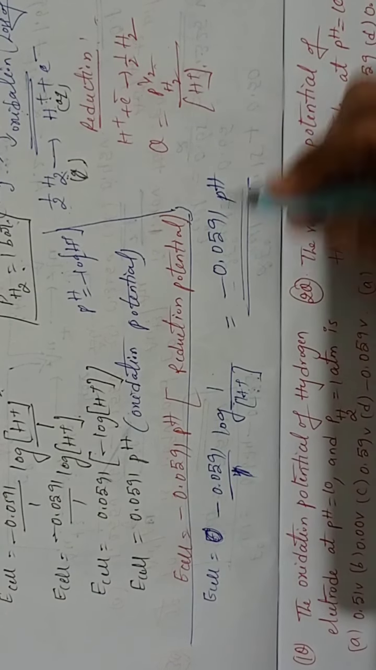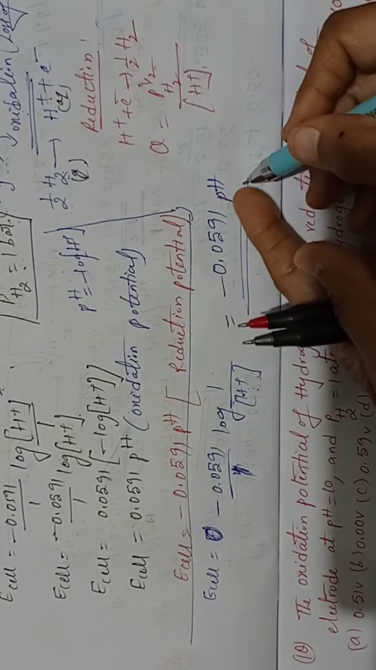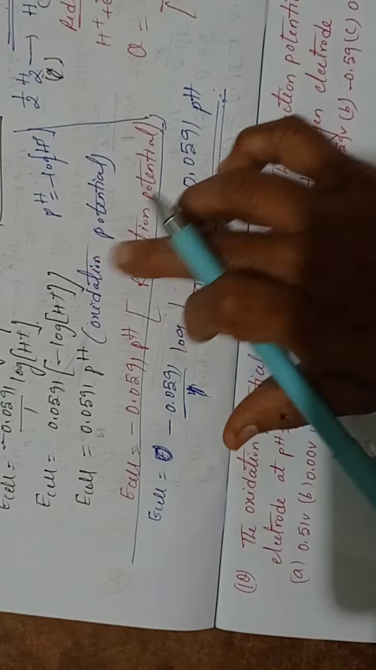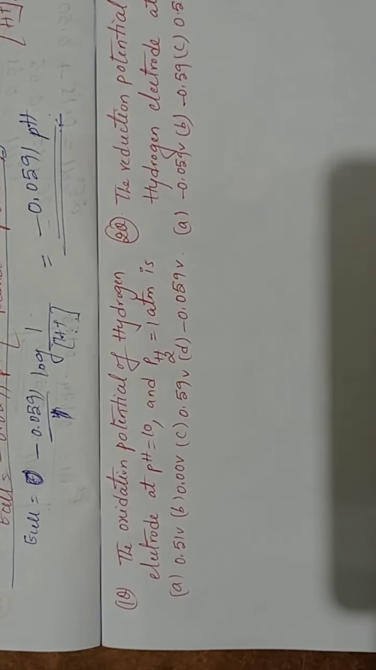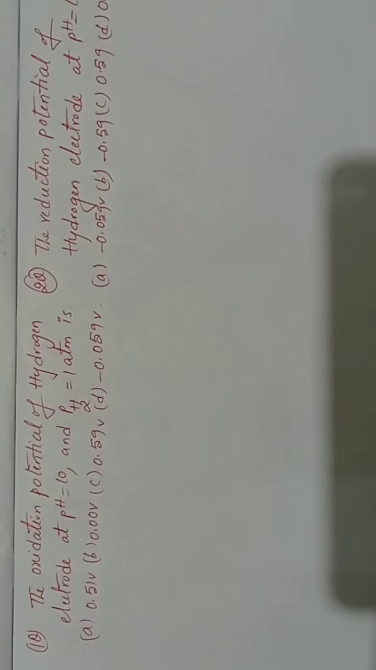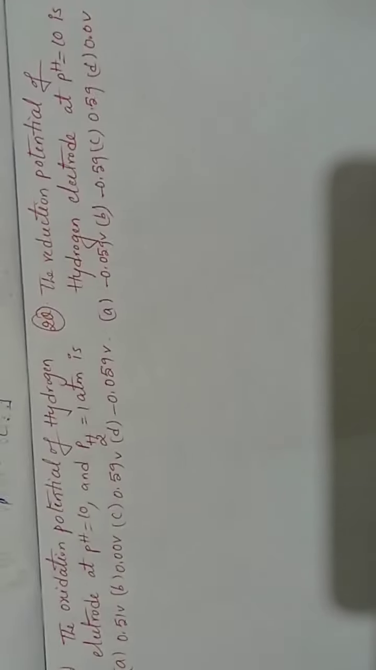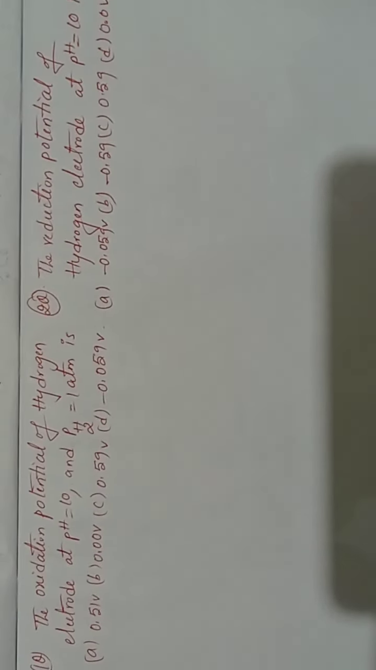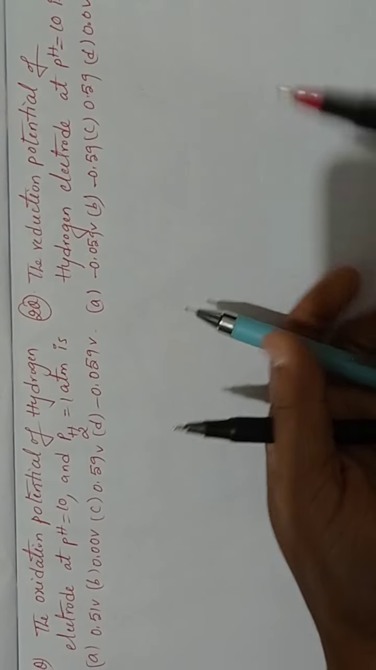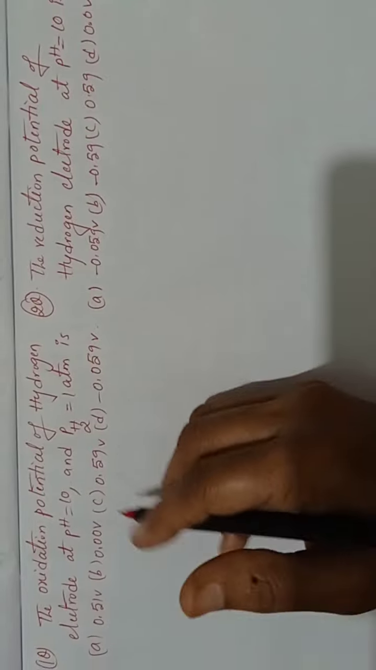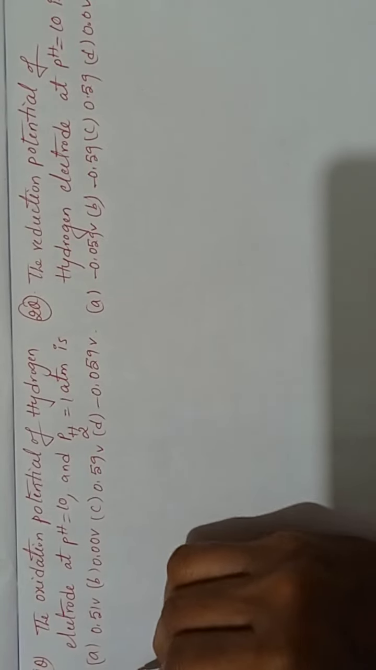Now, which potential is this? The reduction potential. Are you clear? So this is the reduction potential. Just remember these two formulas, students, then you can find the oxidation potential of hydrogen and the reduction potential of hydrogen. See this problem, students. Just write two formulas here, then you can find it. So what is the oxidation potential of hydrogen, students?